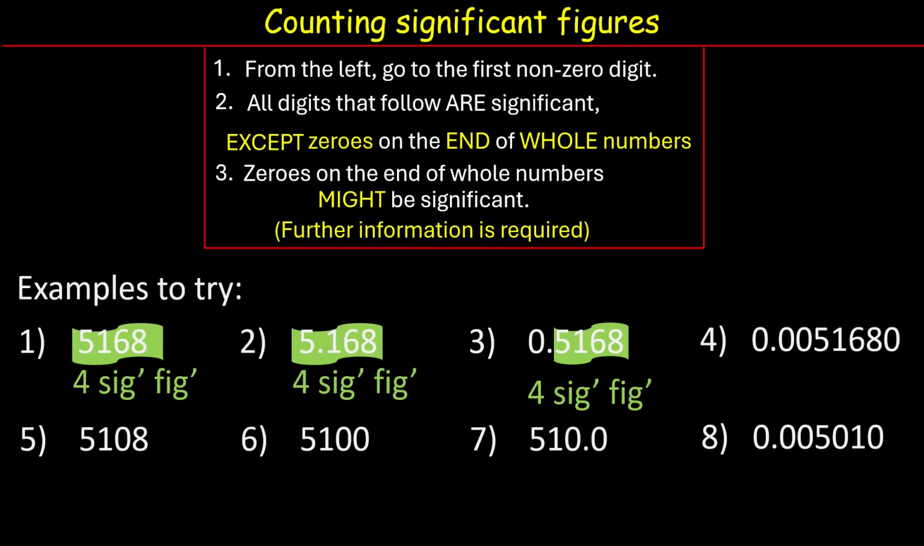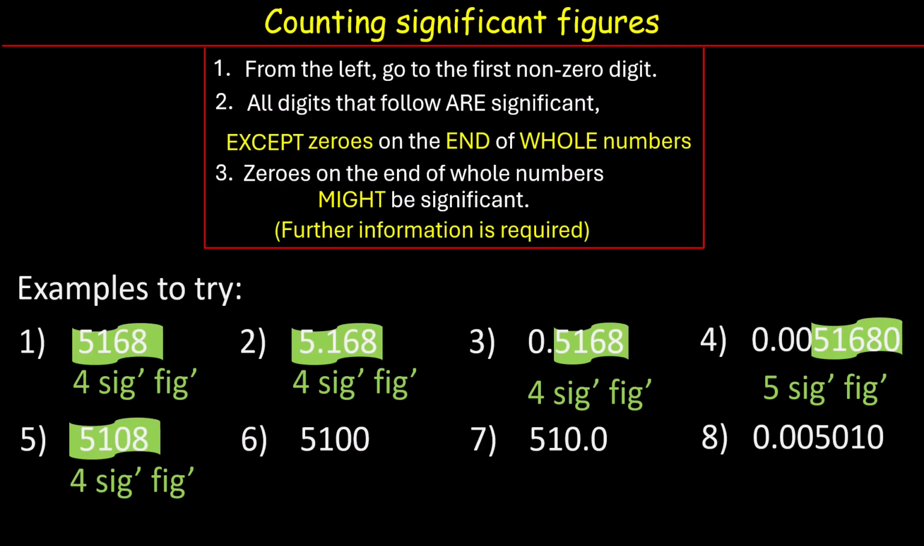In number 4, there are more leading zeros, which we can still ignore, but the extra 0 on the end of the decimal makes it more precise, giving us 5 significant figures. In number 5, all 4 are significant, remembering that zeros in between non-zeros are significant.